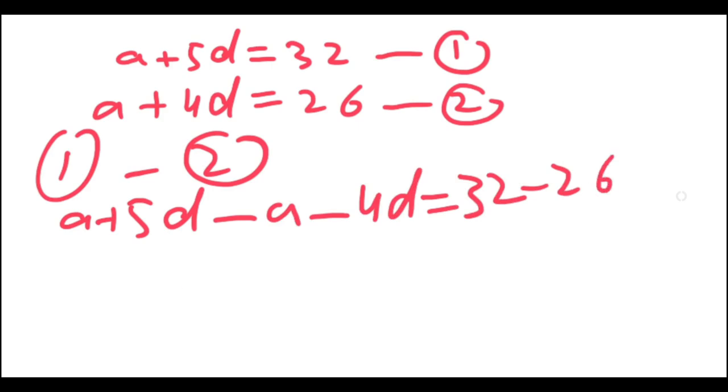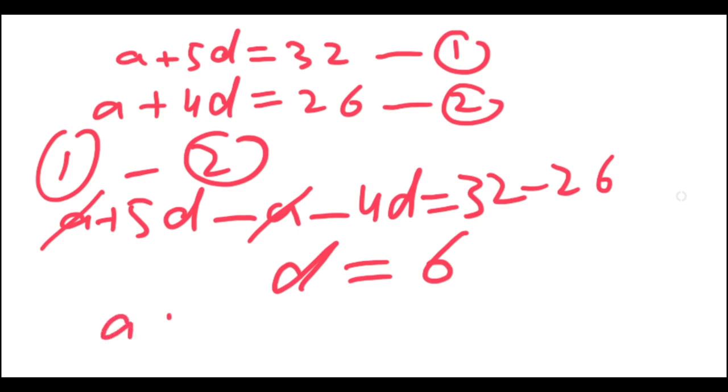I'm going to simplify. The a is cancelled. This only becomes d. 32 minus 26 is 6. So the d is 6. Now I need to find the a. Substitute d is equal to 6 into equation number 2 or even 1, to find the a.